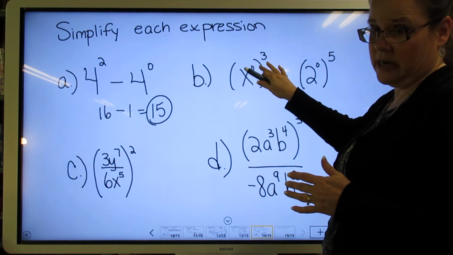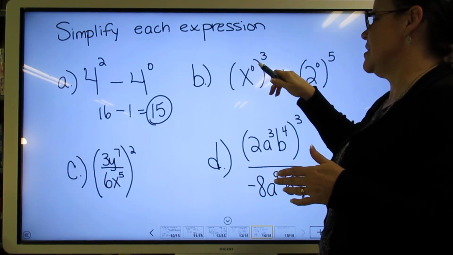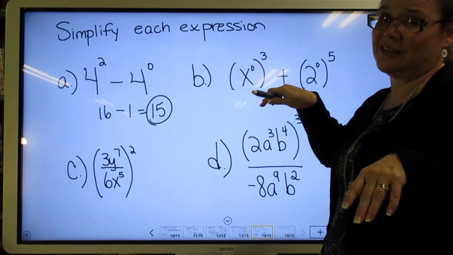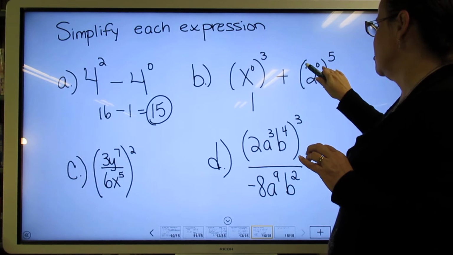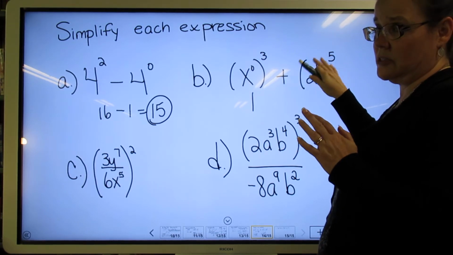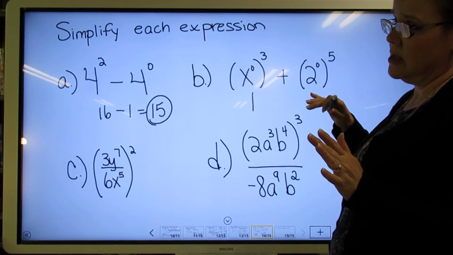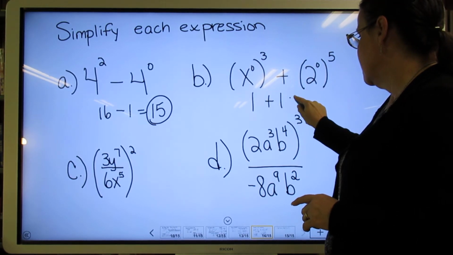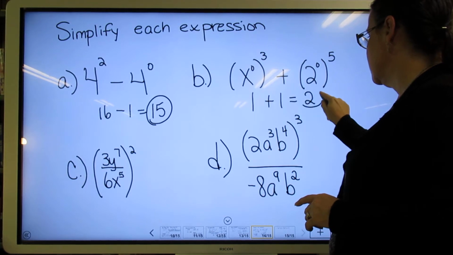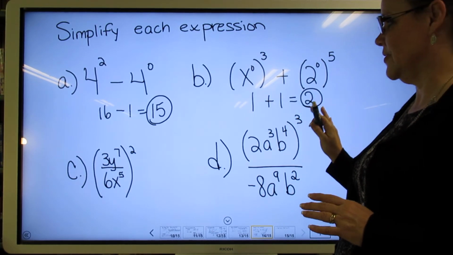B, x to the 0 power to the 3rd power. Power to power rule, right? 0 times 3 is 0, and anything to 0 power is 1. And then 2 to the 0 power to the 5th power, and 0 times 5 is 0. And so 2 to the 0 power would be 1. So then that would just equal 2. How cool is that? Different, right?